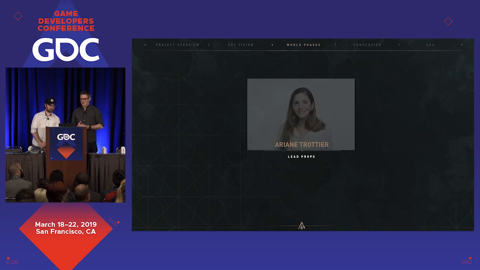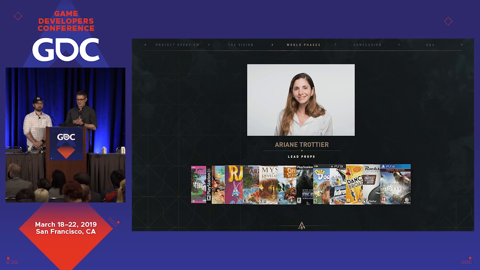So speaking of props, in order to make a vibrant and varied and dense world, we needed a lot of props. So the project owner for the props was responsible for the creation of the props for the entire world and to ensure that each of them were compliant with the technical and also gameplay guidelines. So the props were under the leadership of Ariane Trottier.